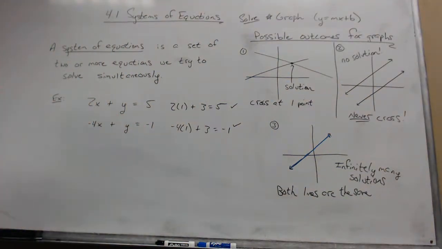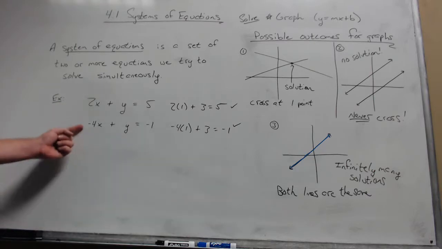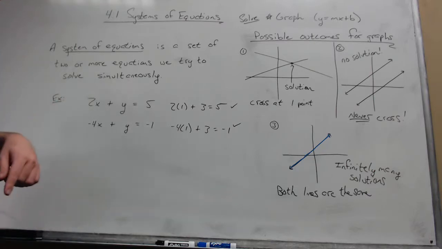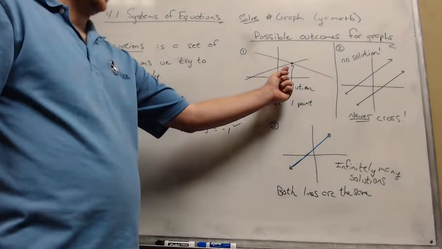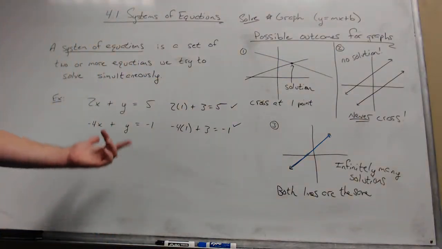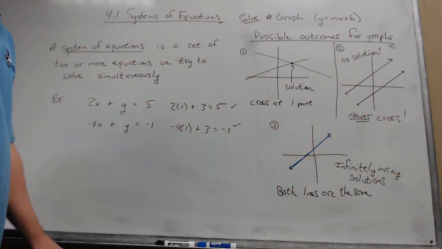So when you're graphing, these are the only three options that could happen. But for our example, and for most of the examples we'll look at, the lines are going to cross at one single point. All right, so in the next video, we'll look at how to solve this in a new way.